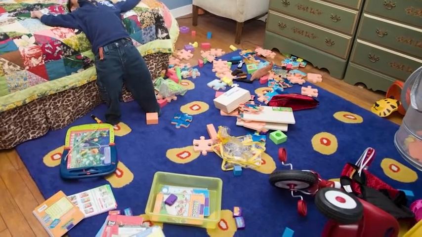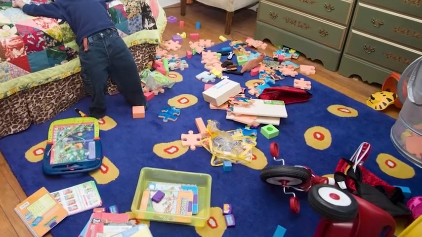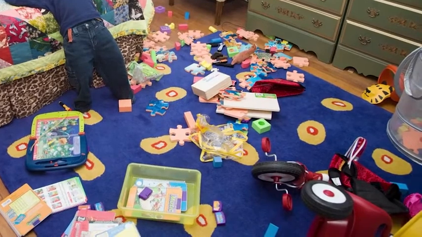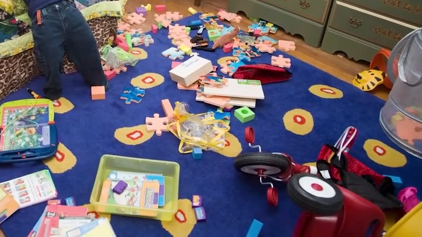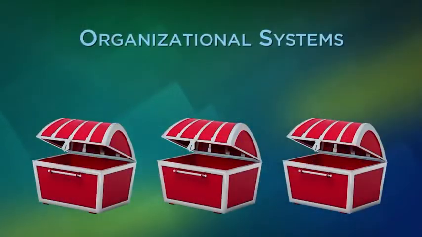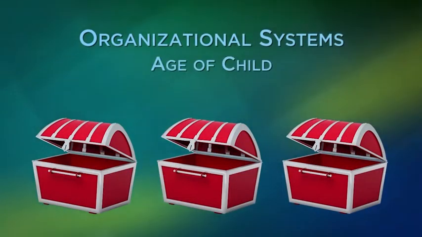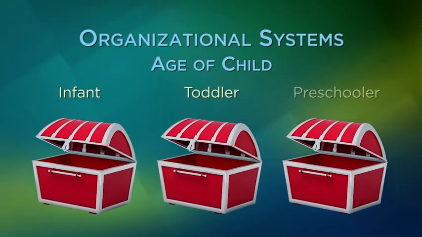Along one wall are a series of unlabeled toy boxes, and you need to come up with a system to organize the toys and then label the boxes. What do you do? Well, one option could be to organize the toys by age of the child. One box could be labeled infant, another toddler, and a third preschooler.